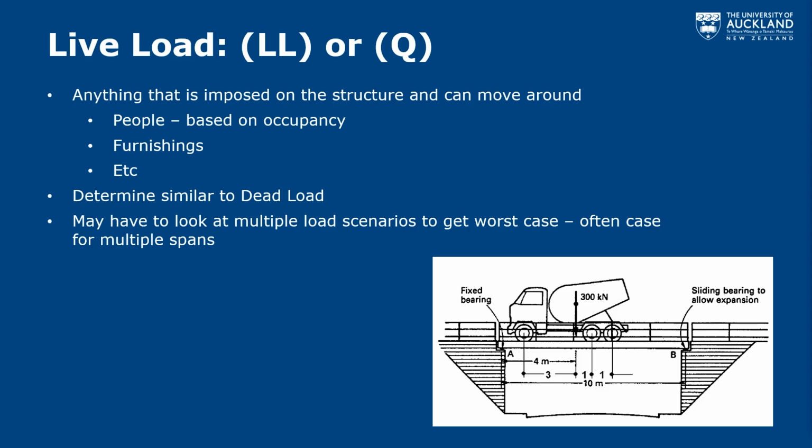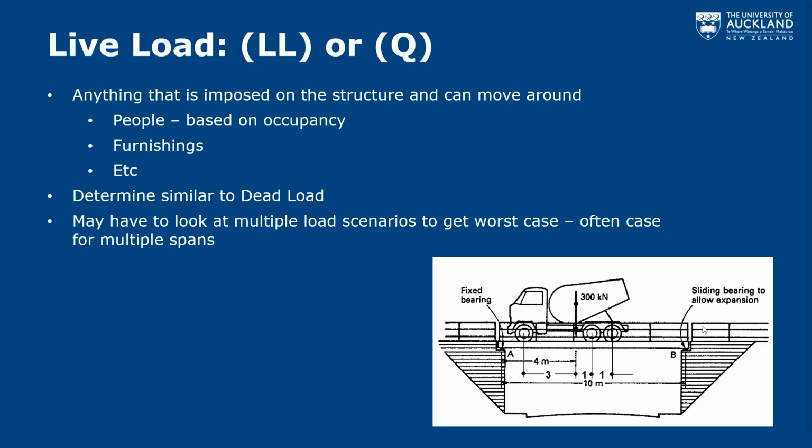But one of the big things on live loads is because they can move around, we have to worry about what's going to be the worst case scenario. So we can't just look at one case of saying everything's all on one span. We might have to look at what they call skip loading, or like the example I have here, we have this truck. Well, this truck could be anywhere along the bridge, and we've got this 300 kilonewton meters. It might be right down here at A.